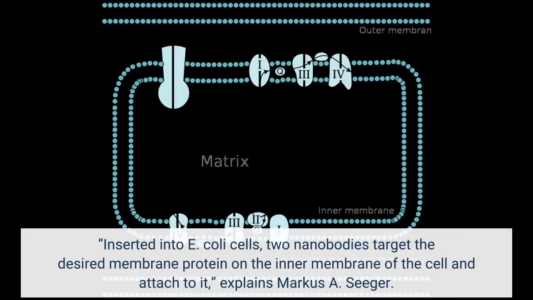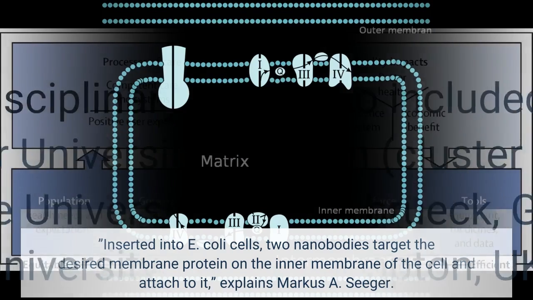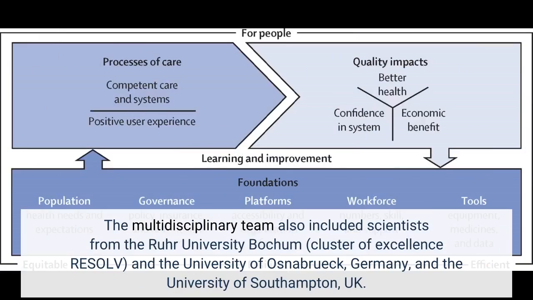Inserted into E. coli cells, 2 nanobodies target the desired membrane protein on the inner membrane of the cell and attach to it, explains Marcus A. Seeger. The multidisciplinary team also included scientists from the Ruhr University Bochum, Cluster of Excellence RESOLV, and the University of Osnabrück, Germany, and the University of Southampton, UK.